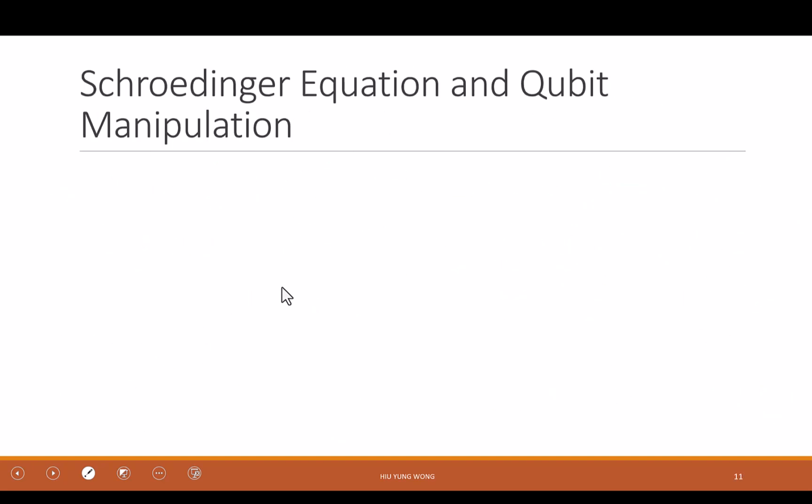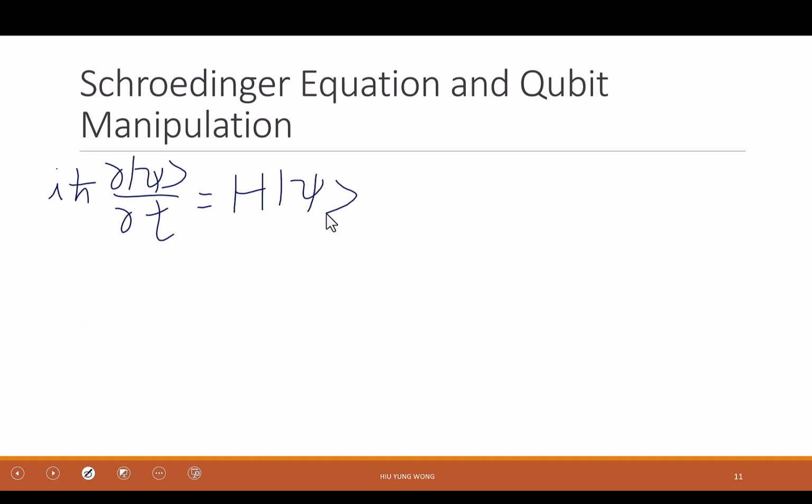So with this, then we can start going to the physics. Look at the Schroedinger equation. How does a qubit evolve, right? So this is the so-called Schroedinger equation. It is actually very simple and easy if you write it in this bracket form.